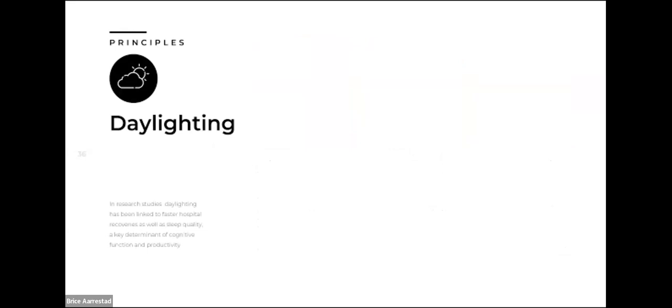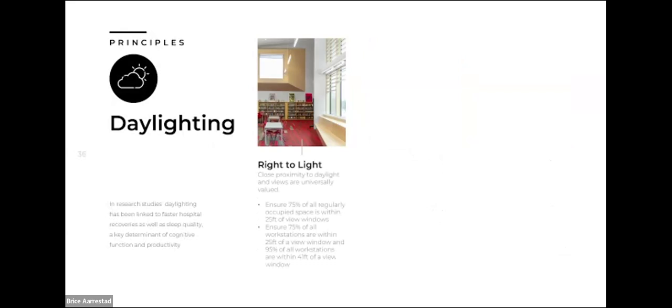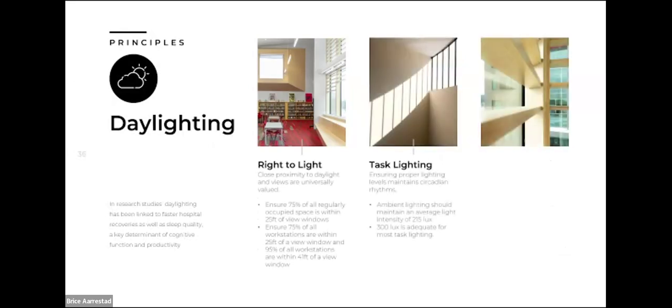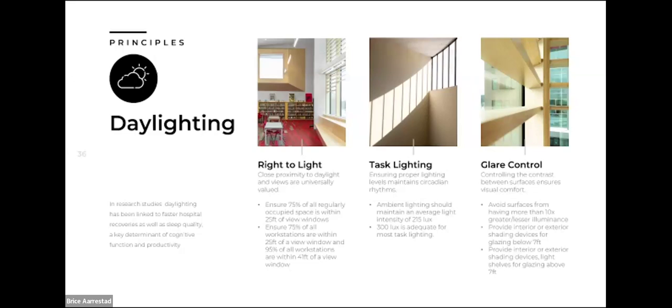The next category here is daylighting. Recent research has also shown that daylighting can lead to faster hospital recoveries as well as better sleep quality, which is a key determinant of cognitive function and productivity. So what are some strategies with daylighting? One aspect here is called right to light. So spaces that are designed for daylighting are going to have close proximity to daylighting and views.